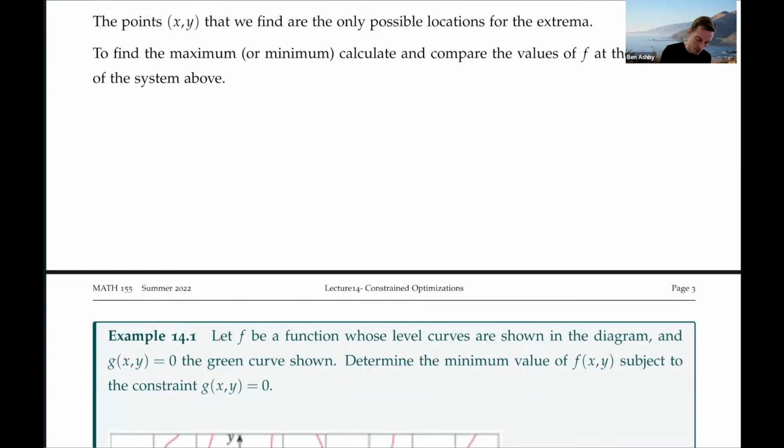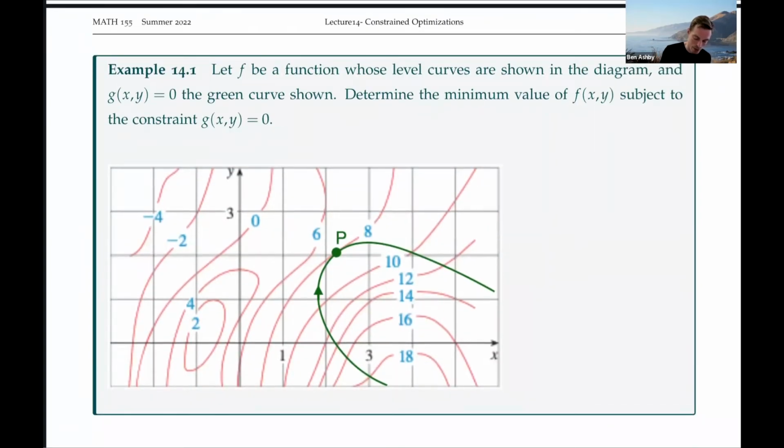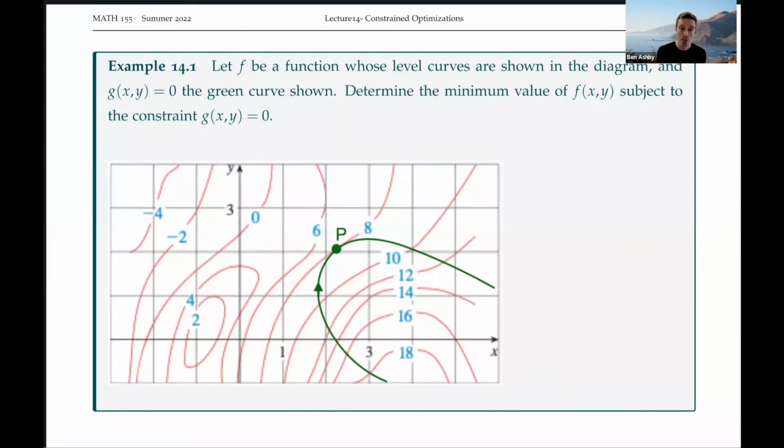Okay, so let's consider an example. We've got some level curves shown by these red curves with the blue numbers, which show the function values on those level curves. We're asked to determine the minimum value of f of x, y subject to the constraint g of x, y is equal to 0. This g of x, y equal to 0 is shown by this level curve here.